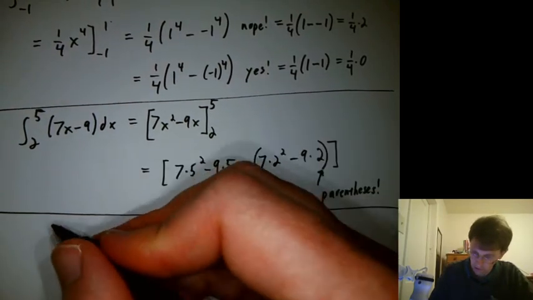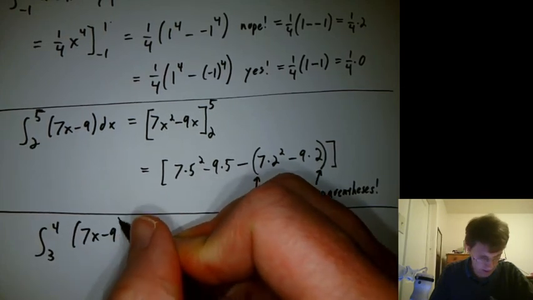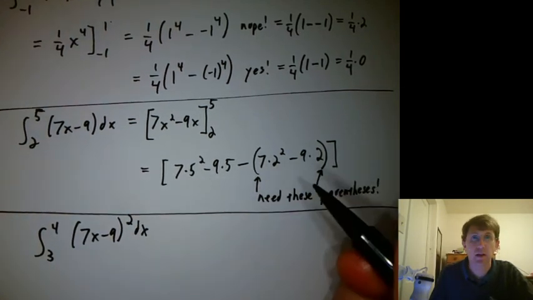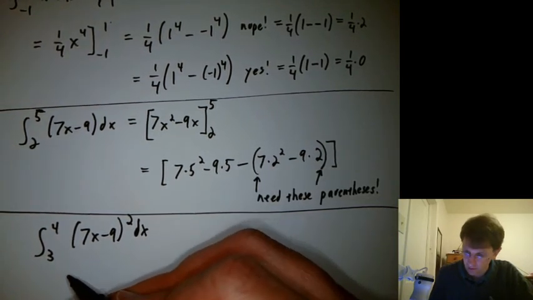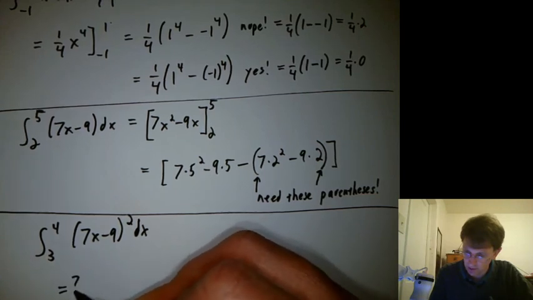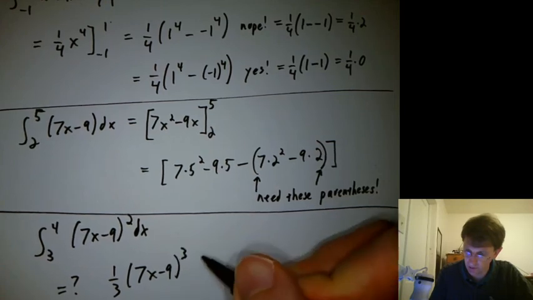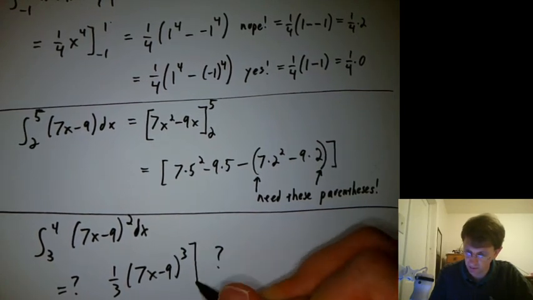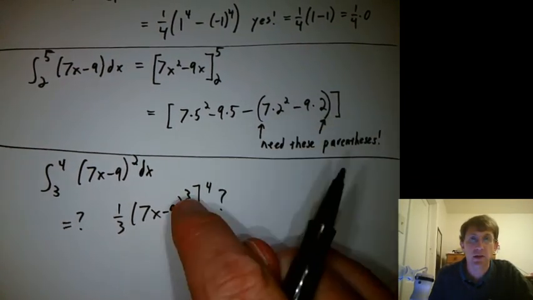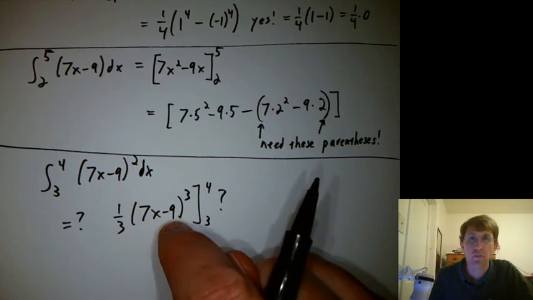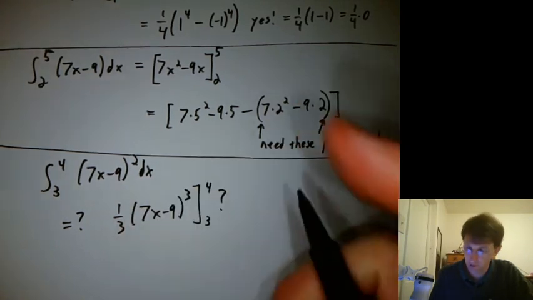Let's do one more. How about the integral from 3 to 4 of (7x minus 9) squared dx? So go ahead and take the antiderivative. Did anyone say that this is 1/3 (7x minus 9) cubed, from 3 to 4? It seems like a certainly understandable thing to do, but if you check it by taking the derivative, you end up with a chain rule.